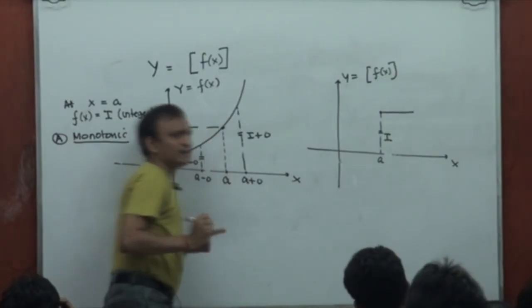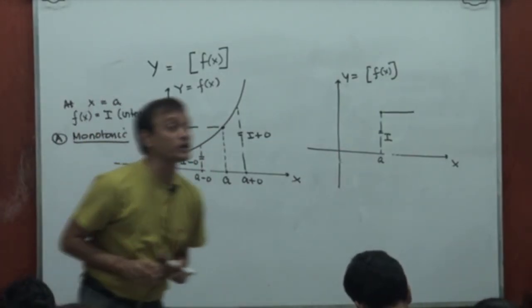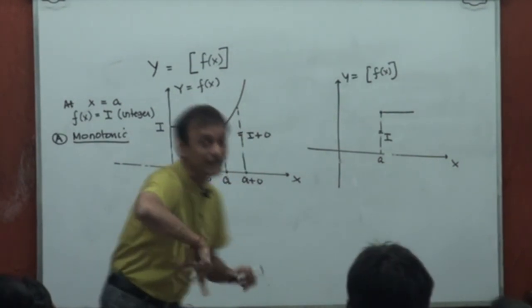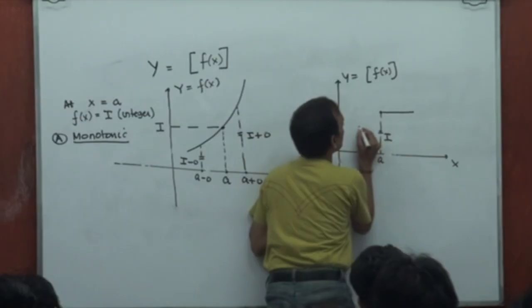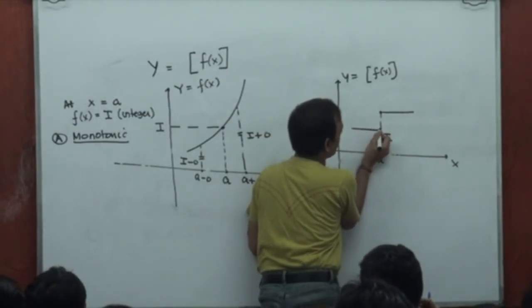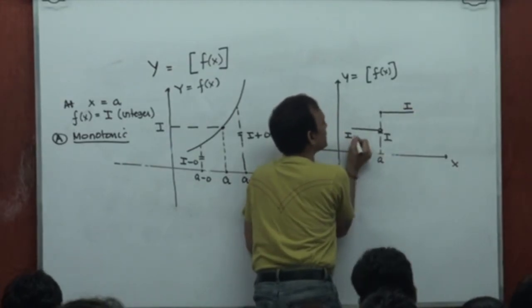Fx is slightly less than I. So, box of fx to the immediate left of x equal to a is going to be I minus 1. Yes or no? So, box of fx to the immediate left of x equal to a, to the exclusion of x equal to a, is going to be I minus 1.